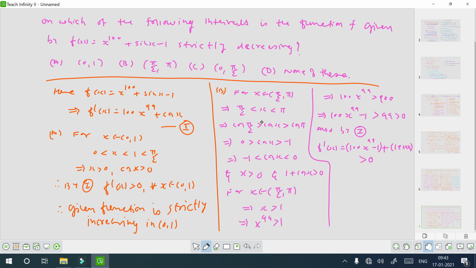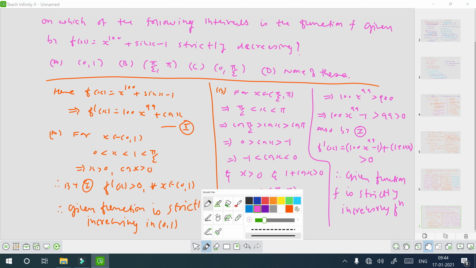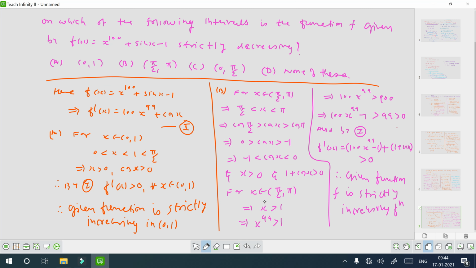Clear? And therefore, the given function f is not strictly decreasing, means it is strictly increasing. This part is important for us. We have to split f dash x into two parts. So this is important for us. Clear?